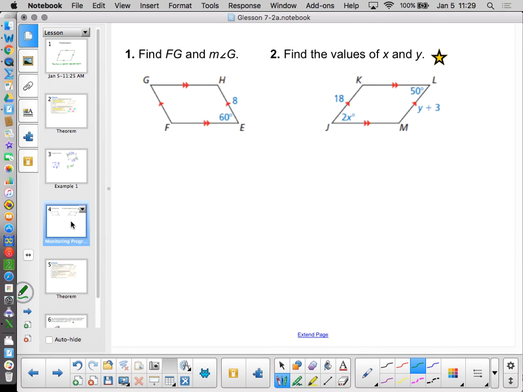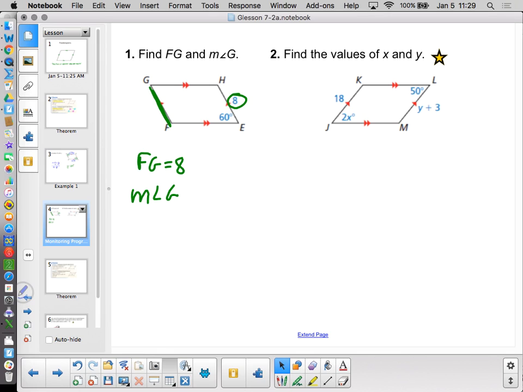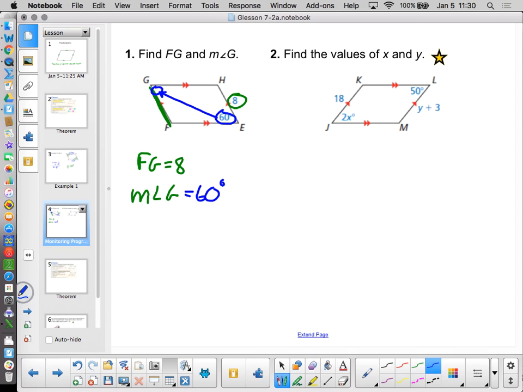Problem 1 here says find FG and the measure of angle G. FG is this side, which must be congruent to the opposite side. So FG equals 8. And the measure of angle G, being the opposite angle from 60, these angles must be congruent, so it has to equal 60 degrees. Now, I'm going to let you, in the Edpuzzle question for the first question today, find the values of x and y that go with this equation.